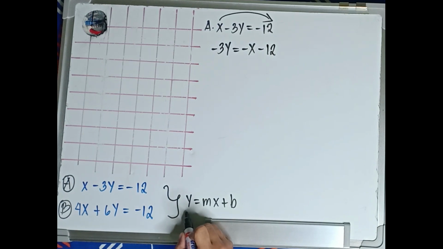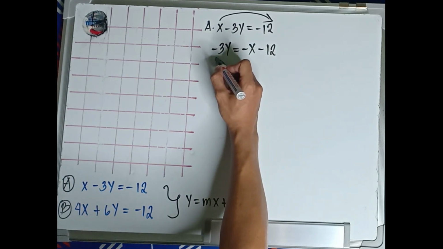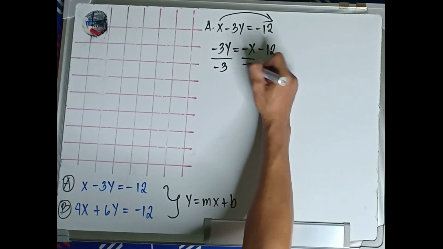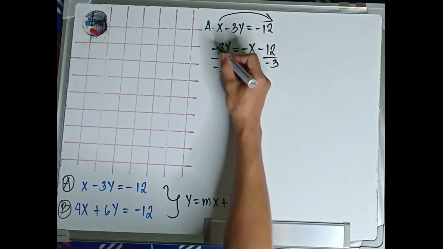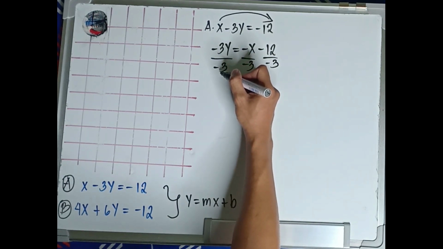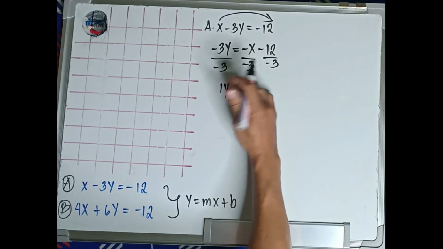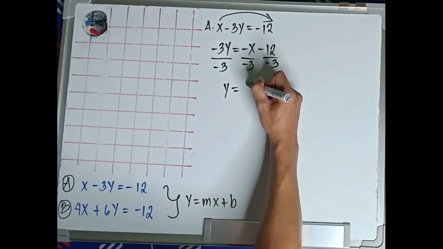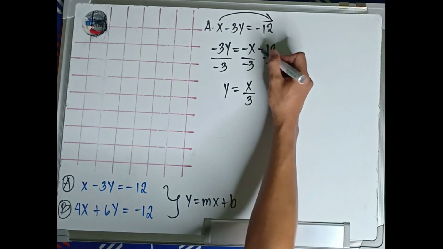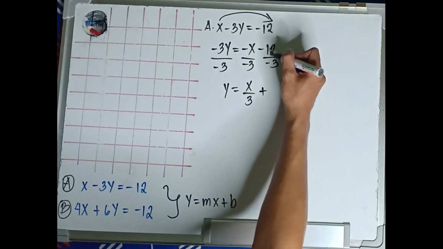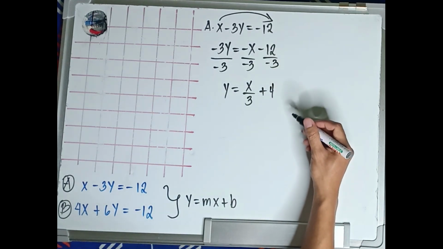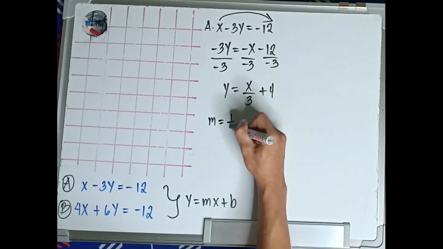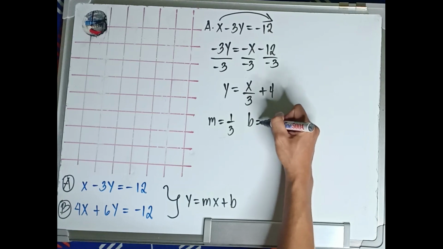Now since what we need is y, and we have negative 3 as the numerical coefficient of y, we have to remove this by dividing all sides by negative 3. So negative 3 over negative 3 will be positive 1, so we have 1y, or simply y. Negative over negative is positive, so it will be x over 3. Negative again over negative is positive. Then 12 over 3 is 4. In this one, our slope will be 1 over 3, and our y-intercept is positive 4.